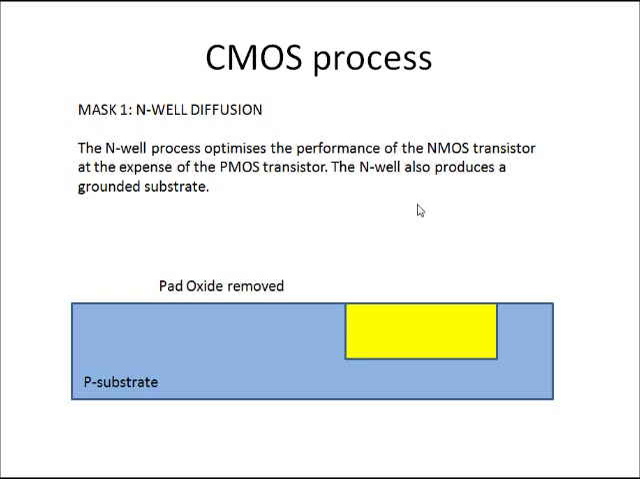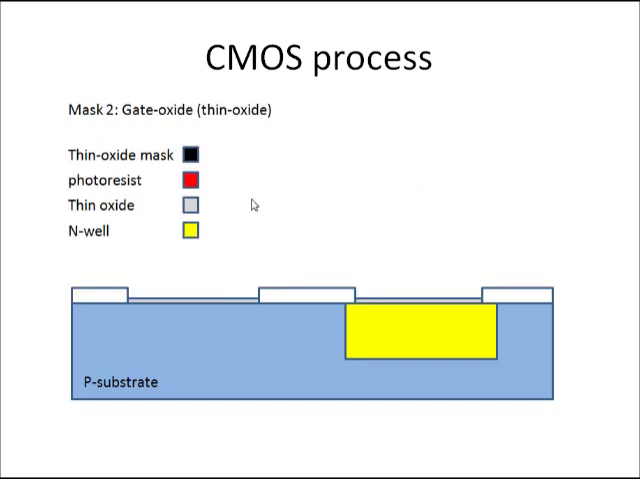In the next step, we will be creating the gate of the transistors. Firstly, we need to create an area for the gate oxide to be deposited. The gate oxide is a thin layer of oxide which is precisely grown. The thickness of the gate oxide will determine the threshold voltage.